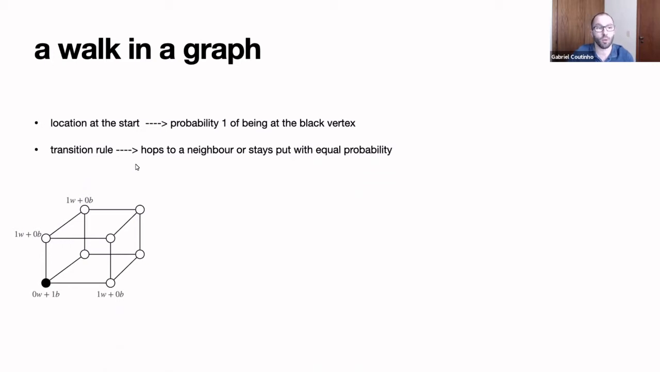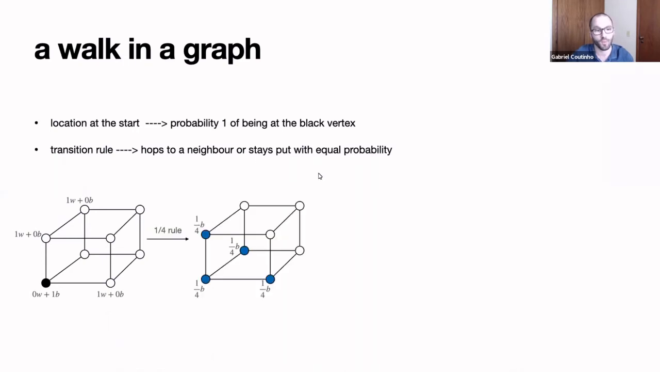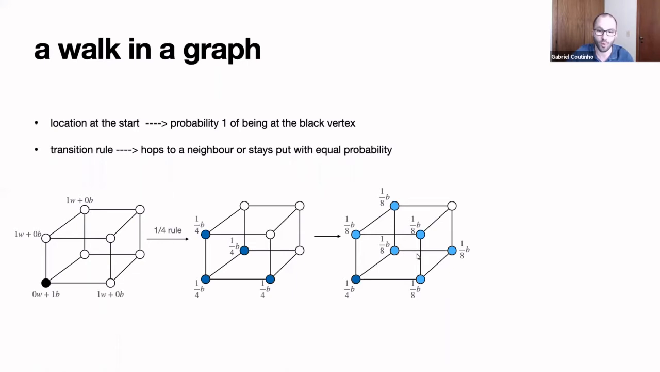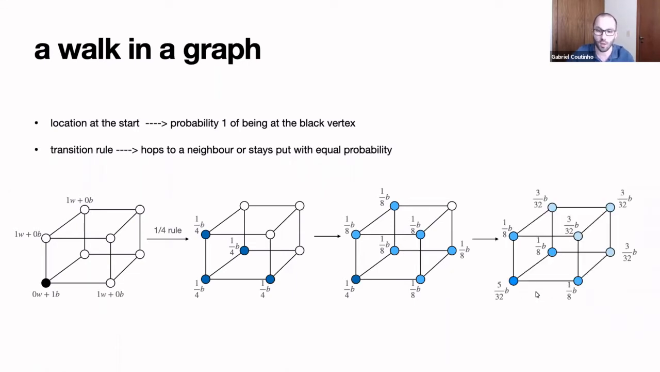Then there is a transition rule, which in this case will be hopping to a neighbor or staying put with equal probability, which I'm calling the 1/4 rule. This is what happens in the first step: now I have probability 1/4 of being at all these vertices, and still 0 here. Then in the next step, we have this sort of diffusion process. Actually, I think there might be something wrong here; these are supposed to be 5/32. But anyway, if you have studied these random walks in graphs, you know that with this transition rule, this will evolve to a constant probability everywhere.